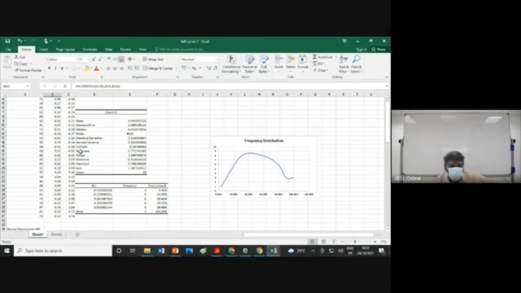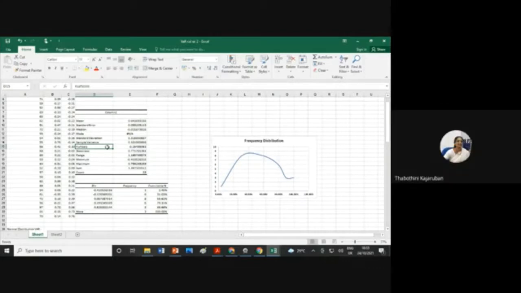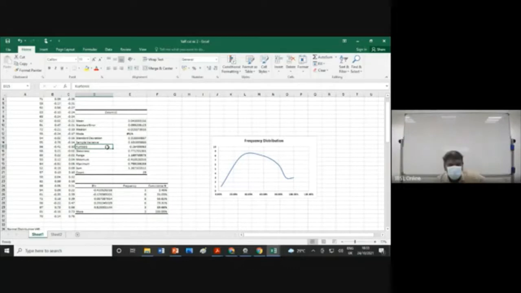Now there is what is called kurtosis. Can you see kurtosis? Can everyone see? Kurtosis. This is something I can calculate. Don't worry about that for your calculation. What is kurtosis? Can you see this kurtosis? Yes, minus 0.16. Exactly. So what is kurtosis?